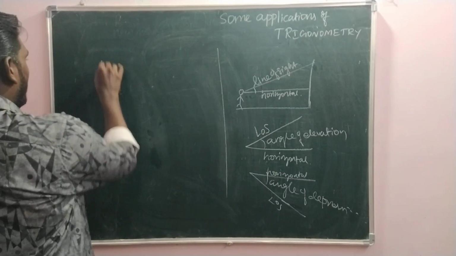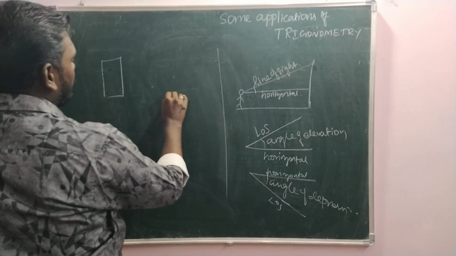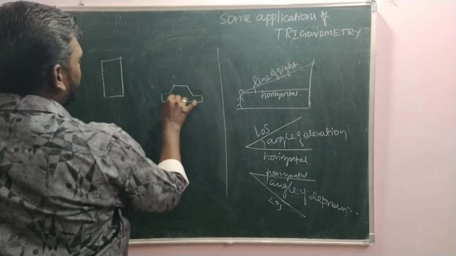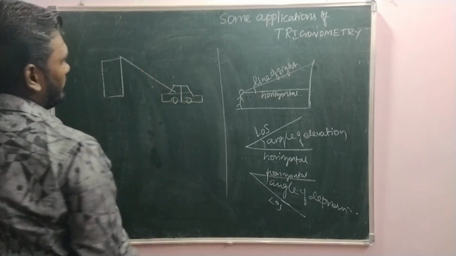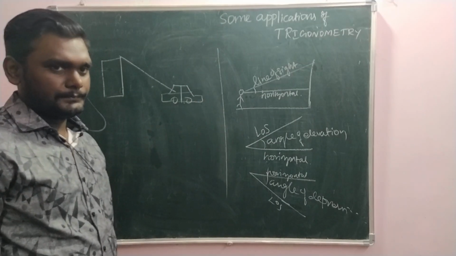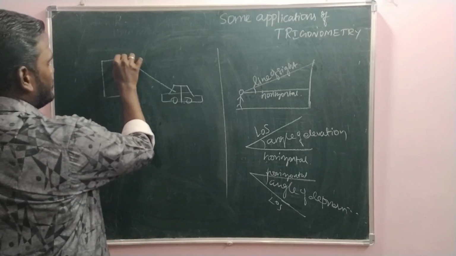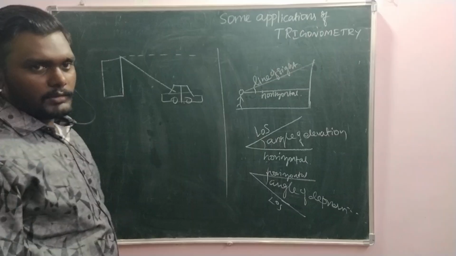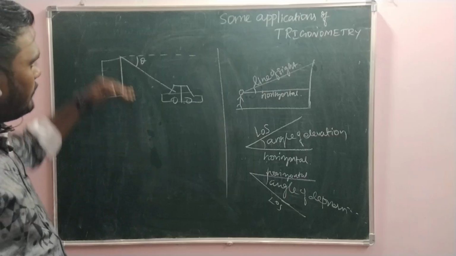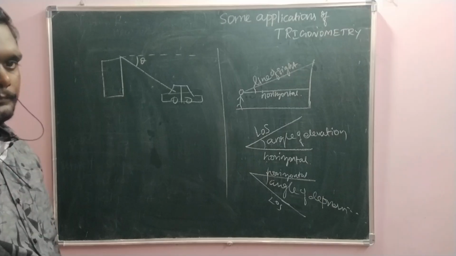Suppose on a tower, one person is standing, and he is looking at a car from here. Then, is it an angle of elevation or angle of depression? First of all, there is no horizontal line. We have to draw an imaginary horizontal line which is parallel to the ground. So, this angle is called angle of depression. Whenever we are looking below, it is angle of depression. Whenever you are looking above, it is angle of elevation.